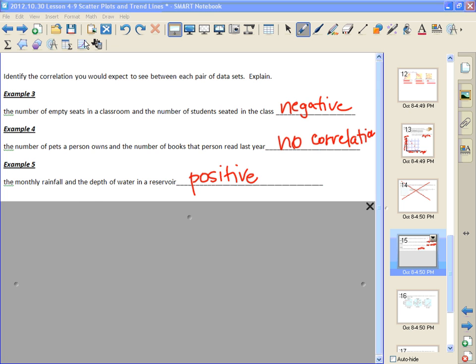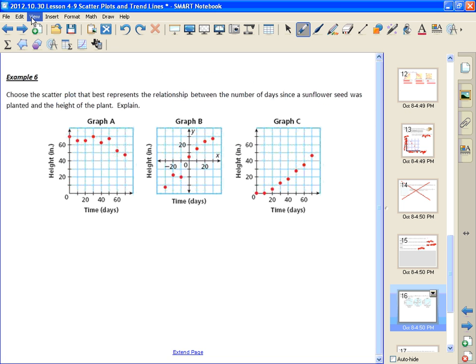Okay, so then on the next one, it says choose the scatter plot that best represents the relationship between the number of days since a sunflower seed was planted and the height of the plant, and explain. So on graph A, here's the time in days, and here's the height of the plant. So does that show what would happen to the height of the plant over a period of time in days? No? Why not? Because it's decreasing. The height of the plant is not going to decrease, right? So A is not it.